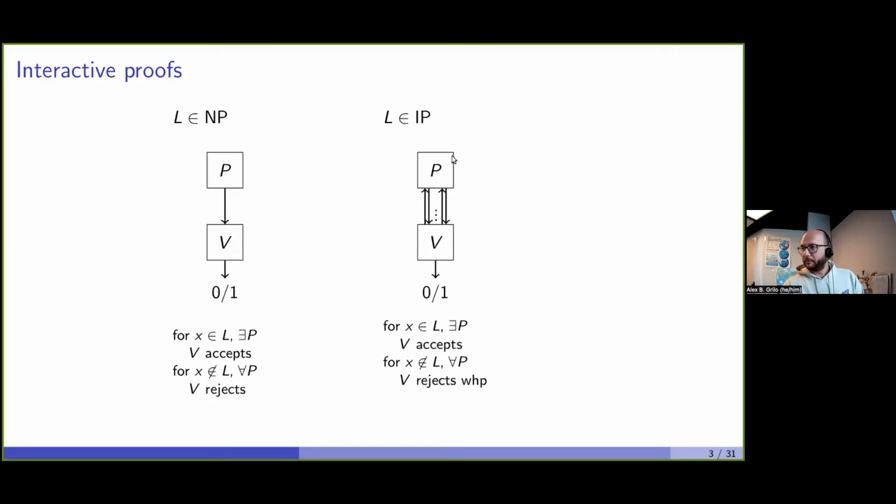What's very surprising is that this complexity class that encompasses all problems that have interactive proof systems is actually equal to PSPACE. So it's pretty big compared to NP. Everything that can be solved with polynomial space has an interactive proof system. And this is a very nice characterization of this complexity class.